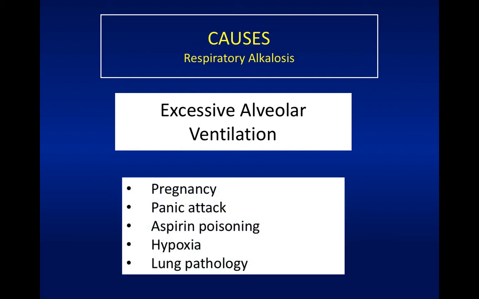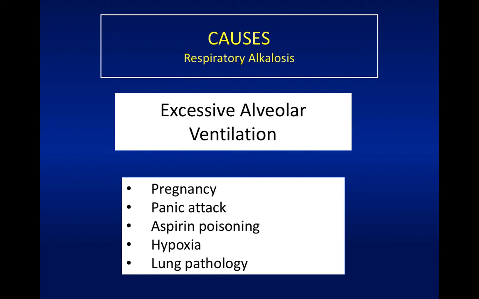So basically, you're just breathing more. So excessive alveolar ventilation. So pregnancy, panic attacks, the classic one. People are very anxious. And there are some other things too. So hypoxia. The usual thing that drives how much we breathe is our CO2 level. But if you go up to altitude, like Mount Everest, and your PO2 drops below sort of 50 or 60, that actually stimulates you to breathe harder as well.